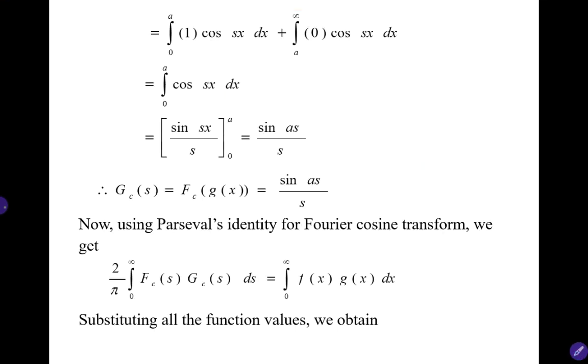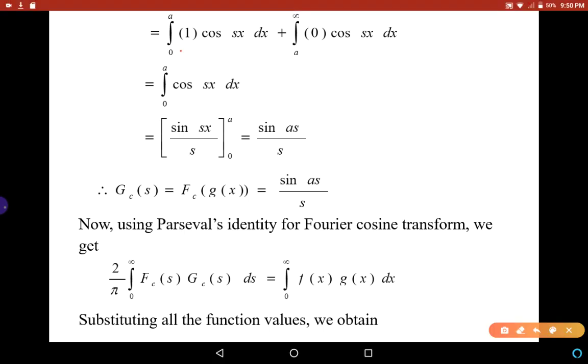So substituting the corresponding values of g of x, in the interval 0 to a, g of x is 1, and in the interval a to infinity g of x is 0. So after substitution, the second term becomes 0, and the first term becomes integral 0 to a cos sx dx. The integral of cos sx is sin sx by s within the limit 0 to a. So after substituting the limits, we get sin as by s, and the lower limit is sin 0, that is 0. Therefore, the Fourier cosine transform of g of x is given by sin as by s.